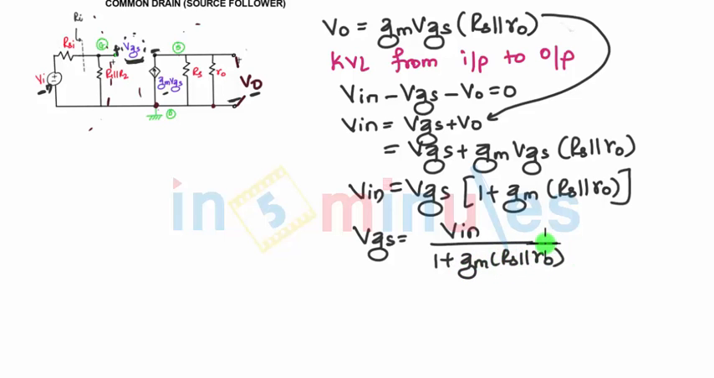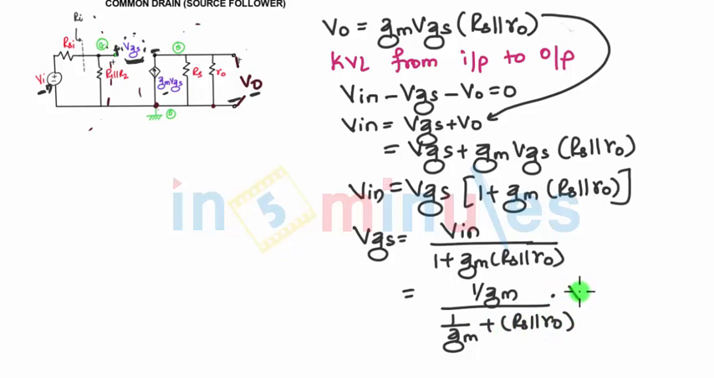So we have got VGS in terms of Vin, which can be further written as, when you take gm out, it will be 1 upon gm, dividing by gm, it will be 1 upon gm plus RS parallel RO, that is dividing it by 1 upon gm. This will be VGS.